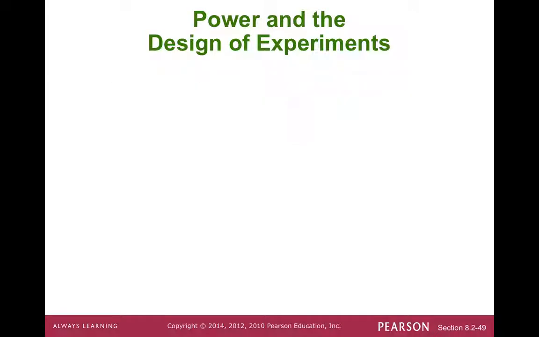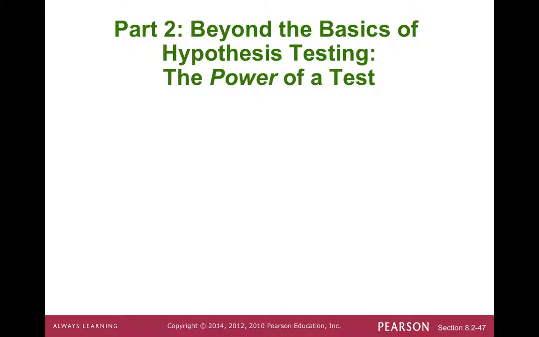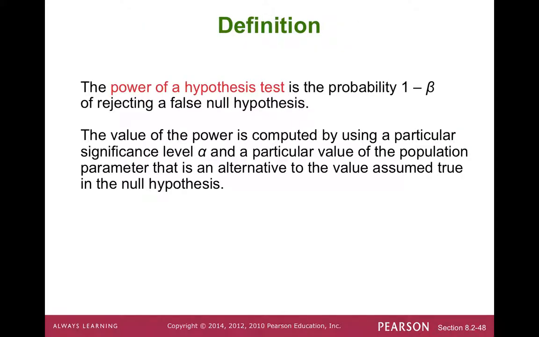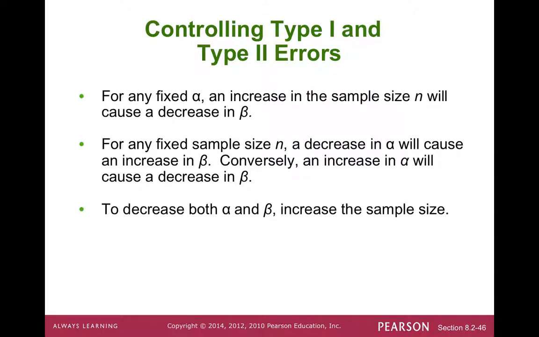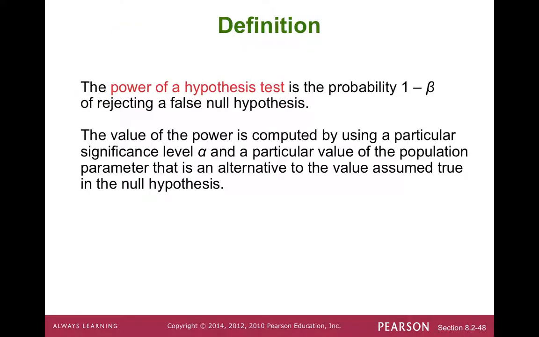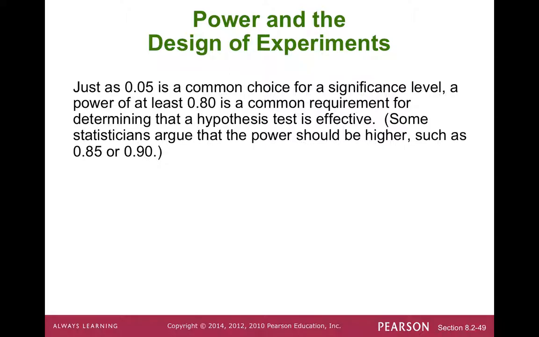I want to roll through this really quick. The power of a hypothesis test is the probability 1 minus beta, which is basically what's covered here in a type 2 error. But I don't want you to spend a lot of time on this, so please don't spend a lot of time on the power of a hypothesis test. This is not something that you're going to see much.